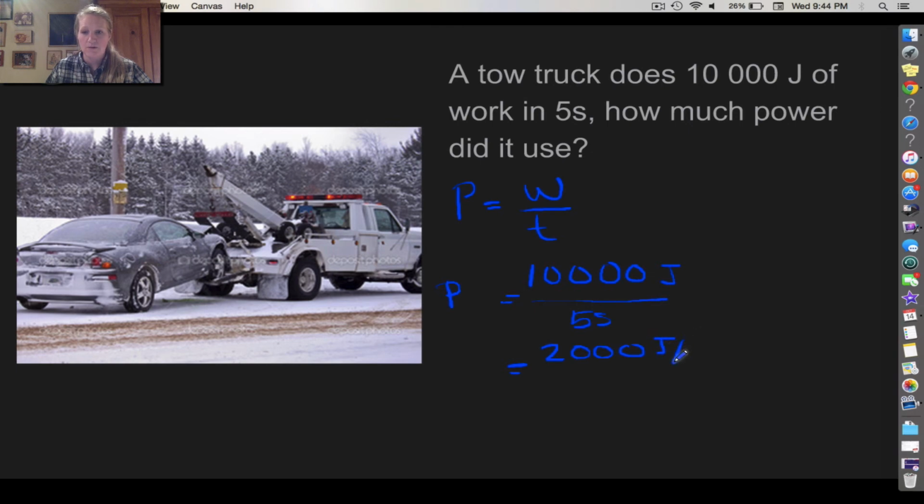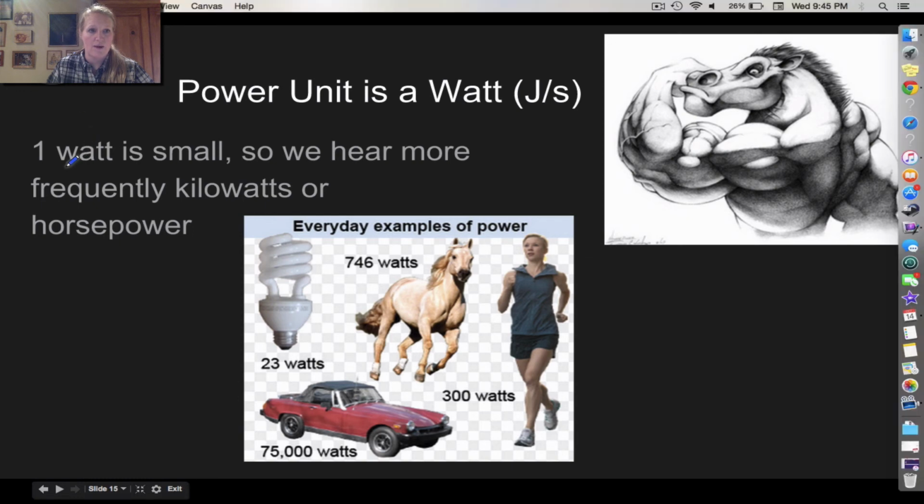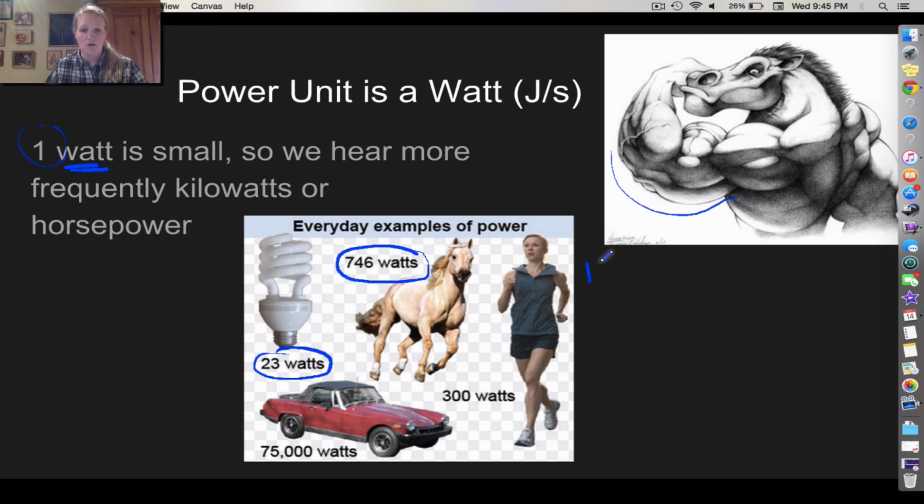Joules per second. The next slide will talk about what this unit is. But power is actually measured more in watts. Watts is our unit of power. One watt is actually super small, so when you look at it, this light bulb requires 23 watts. And when you think about horsepower, by the way, that's why I have this great picture, we talk about an engine having this many horsepower.